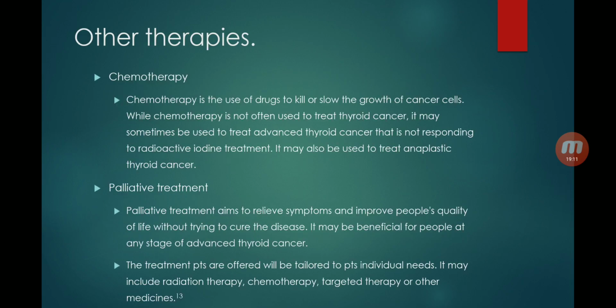Chemotherapy and palliative treatment could be used in thyroid cancer treatment. Chemotherapy is the use of drugs to kill or slow the growth of cancer cells. While chemo is not often used to treat thyroid cancer, it may sometimes be used to treat advanced thyroid cancer which is not responding to radioactive iodine treatment. It may also be used to treat anaplastic thyroid cancer.